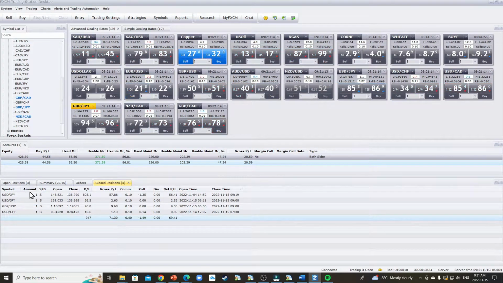So today, I made about $58 or so on the USD/JPY. But this was open last week, so it's not quite today. Today, I made about $45 with the 300-something account, 370, 380.